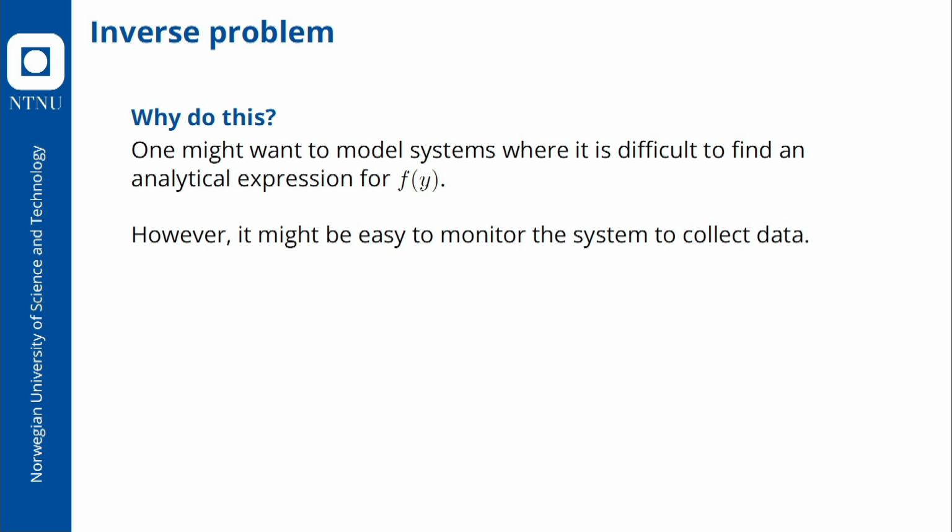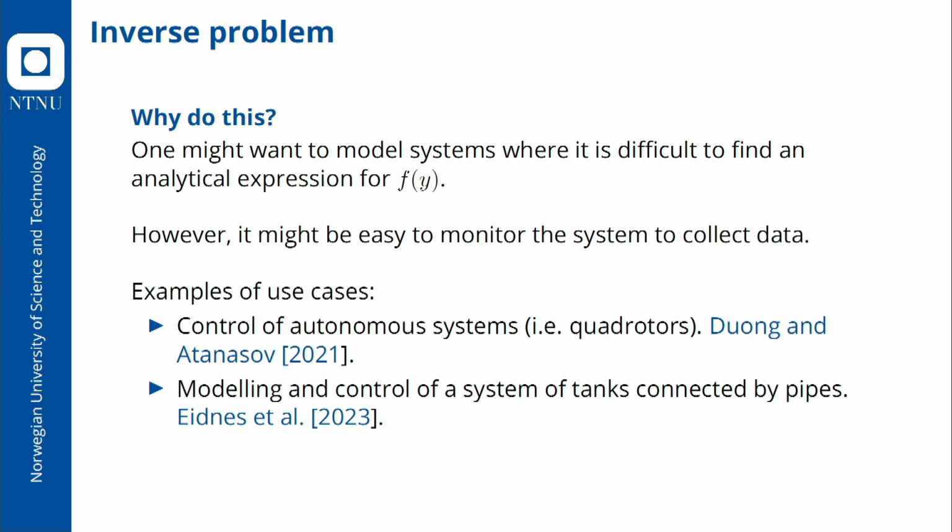So why would this be interesting? It could be interesting in cases where you want to model systems where it's difficult to find the analytical expression for the vector field, but it might be easy to monitor the system and to collect data. And two use cases could be control of autonomous systems, such as quadrotors, where they use a port-Hamiltonian formulation, which is a Hamiltonian system that includes dissipation and forcing terms. And similarly, you can also use it for more industrial applications.